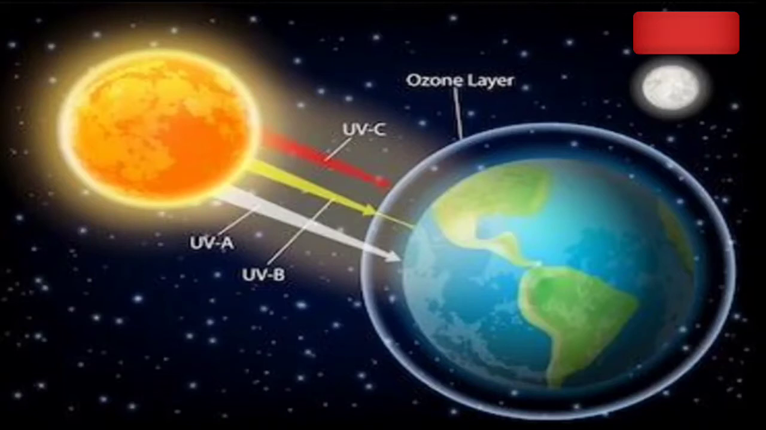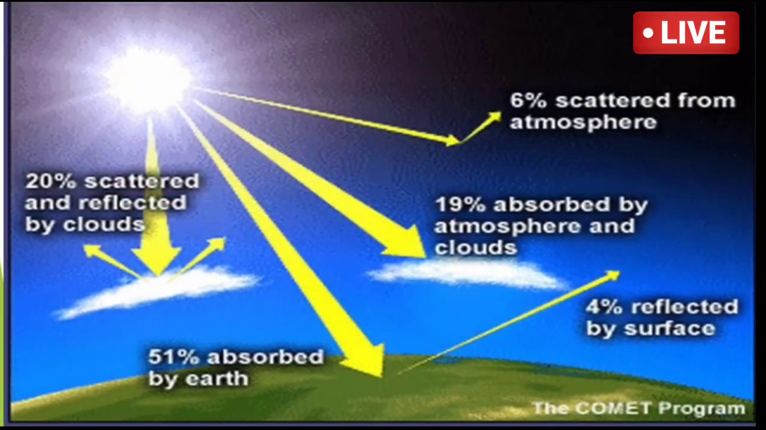Here the great thing is that the actual amount of solar energy received at ground level is only a small portion of what reaches the earth's atmosphere. This is because about one third of the solar energy is reflected back by the earth's atmosphere. My dear children, you observe here, the sun is releasing 100% energy. So here 20% is scattered and reflected by the clouds.